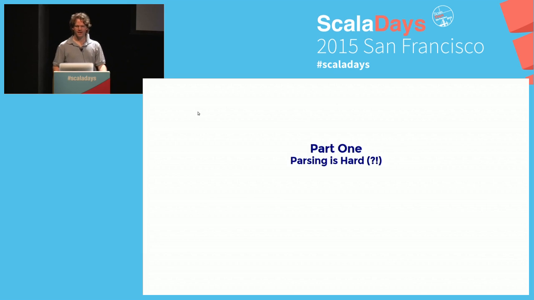So why is this hard? We have some input data and we need to extract out the bits that we want, and it's probably text coming in, or maybe it's some binary format.